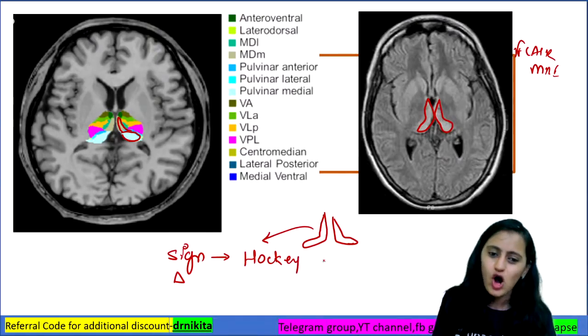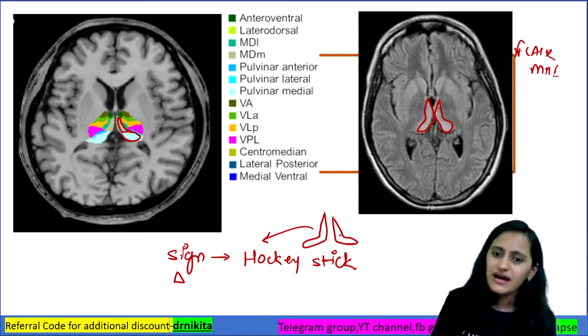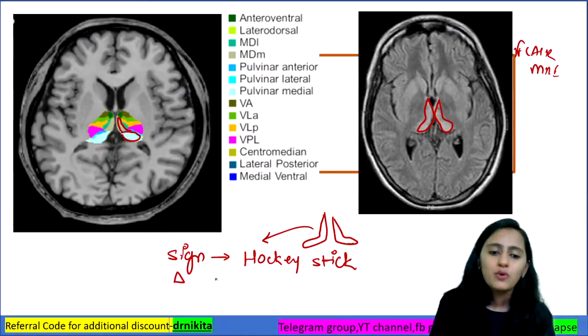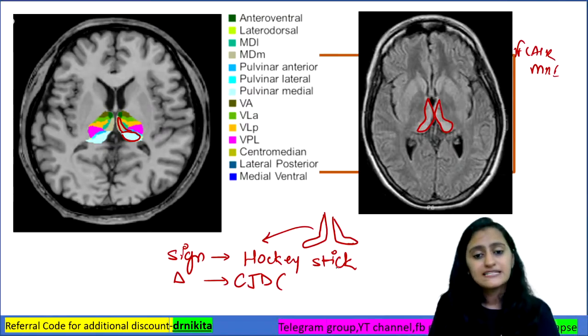So that is the hockey stick sign, right? That is the hockey stick sign. Where do we see the hockey stick sign in ECG? Digitalis toxicity. On MRI in the brain, what is the diagnosis? Creutzfeldt-Jakob disease. What type of Creutzfeldt-Jakob disease? What sporadic variant? What type? It is present in variant CJD.